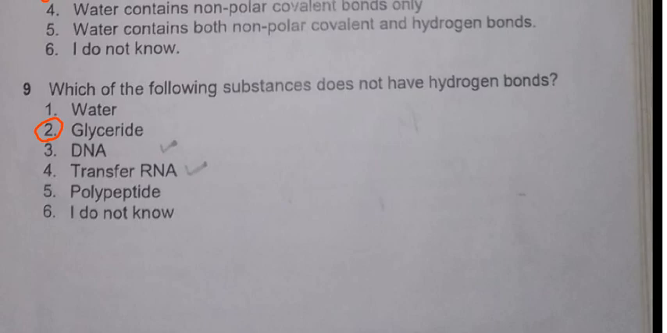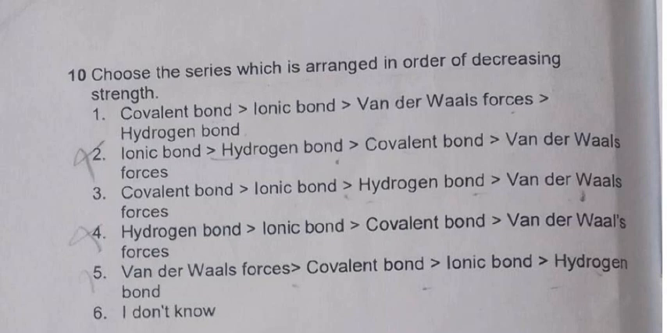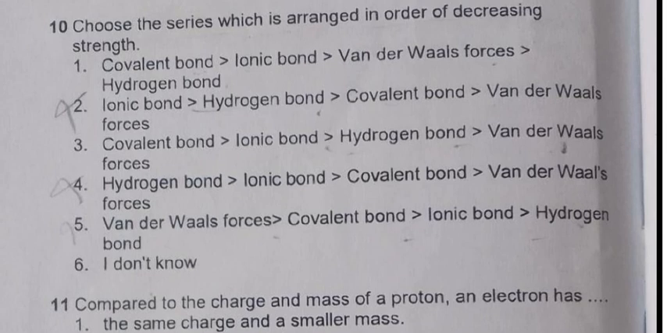So let's go to the next question. Question 10 says, choose the series which is arranged in order of decreasing strength. So for 1, we have covalent bonds. They are saying covalent bonds have the strongest strength, followed by ionic bond, then van der Waals forces, and hydrogen. So this is not true, because hydrogen bonds are stronger than van der Waals forces. So we disqualify 1. So let's go to 2. So 2 says ionic bond stronger than hydrogen bond, then hydrogen bond stronger than covalent. So this is not true as well, since hydrogen bonds are less strong compared to covalent bonds.